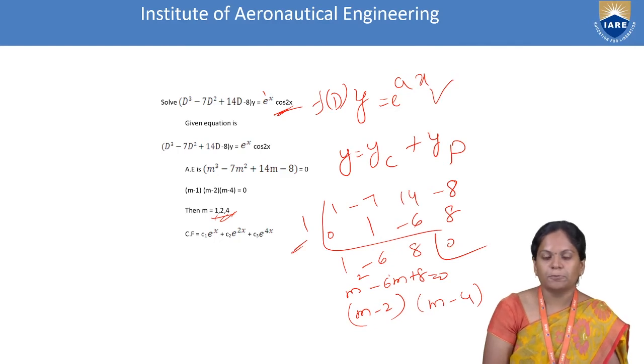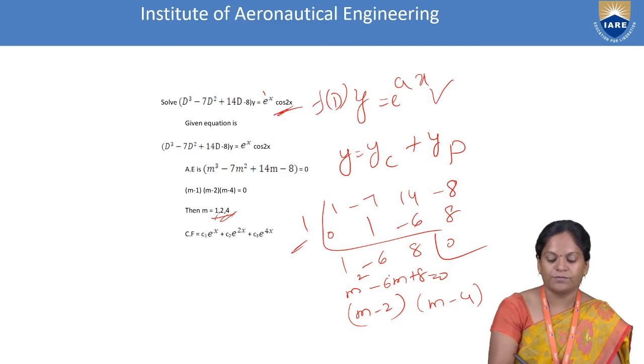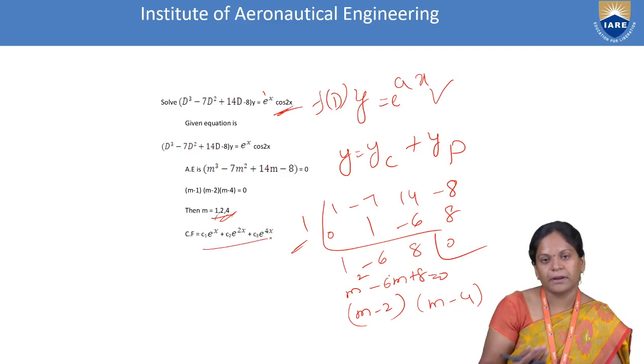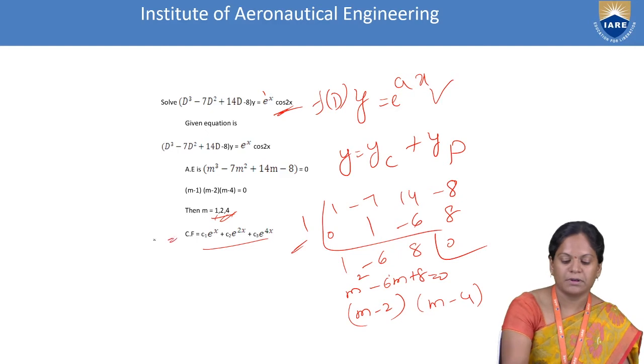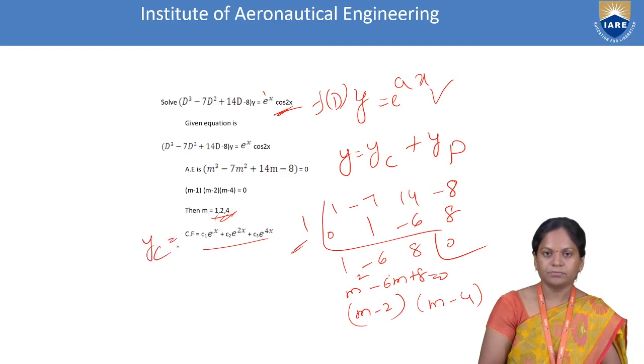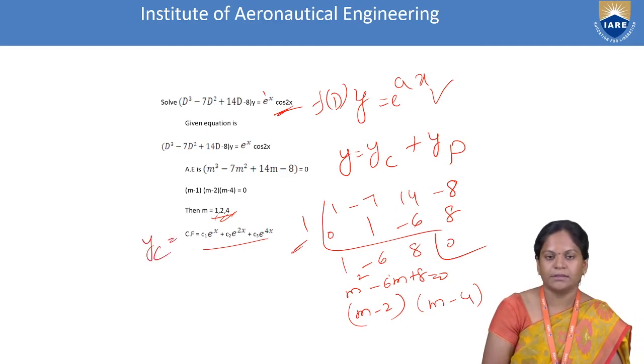How can we write the complementary function if roots are distinct? Complementary function equal to c1 e power x plus c2 e power 2x plus c3 e power 4x. If roots are distinct, we can write separately c1 e power x plus c2 e power 2x plus c3 e power 4x, which is a complementary function, or simply we write this yc. Yc we indicate that complementary function.